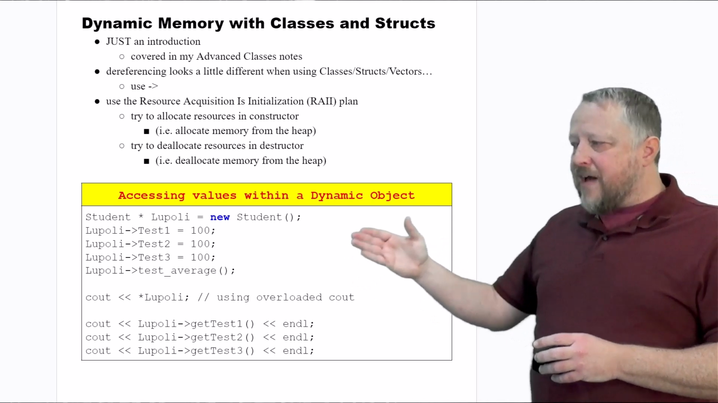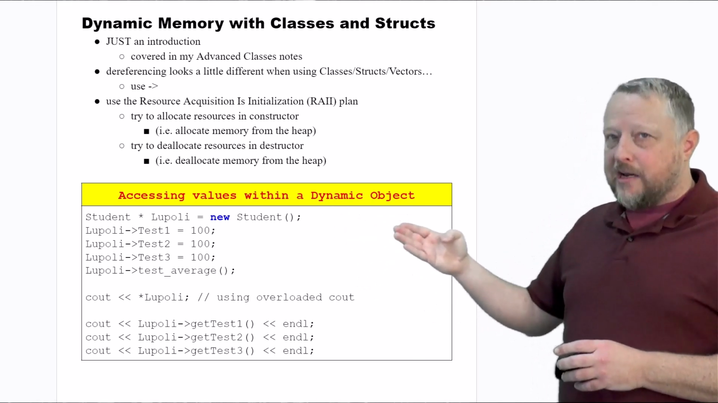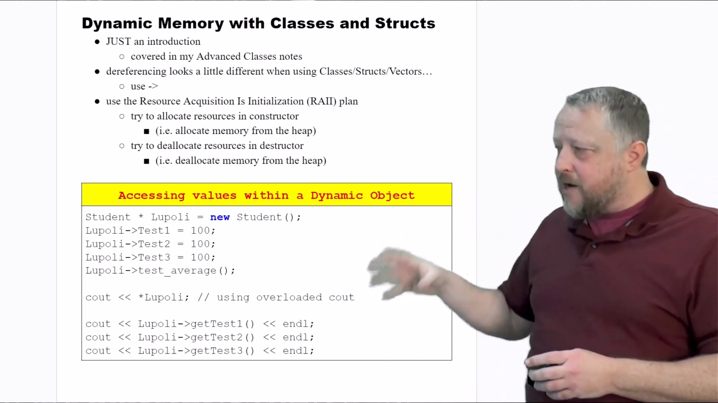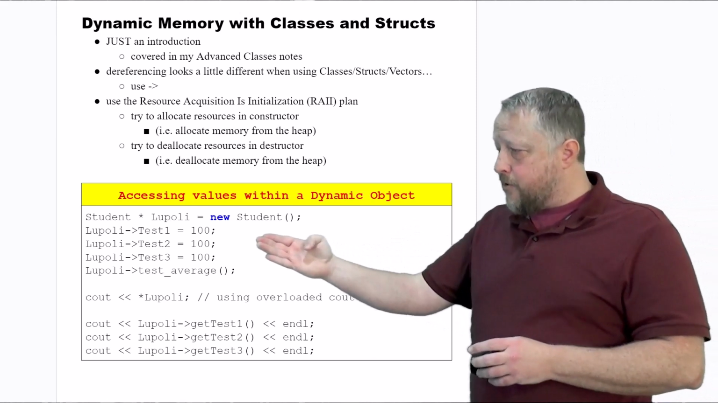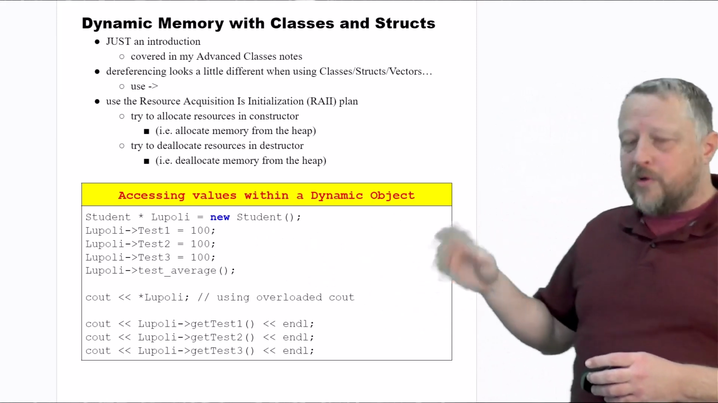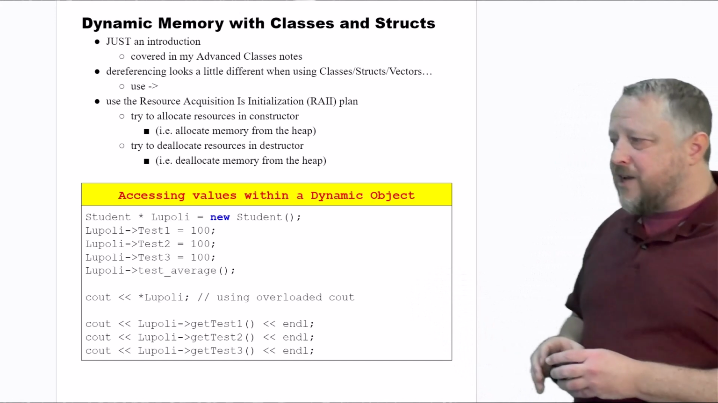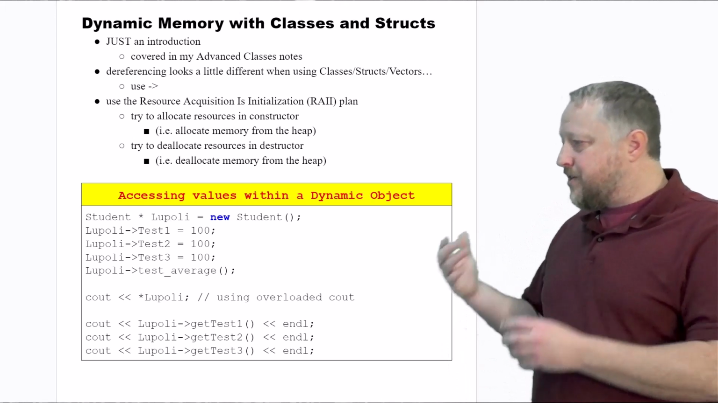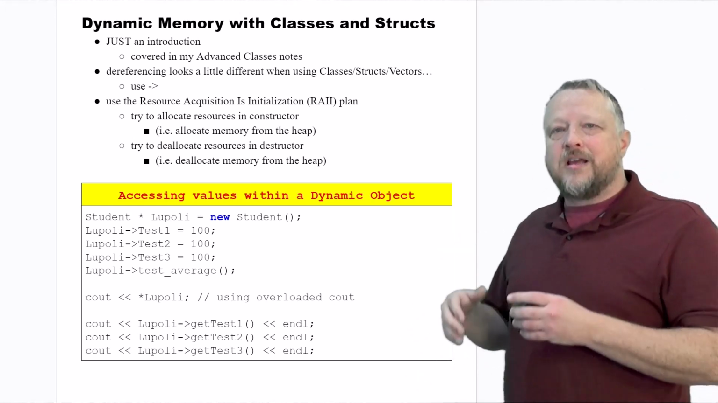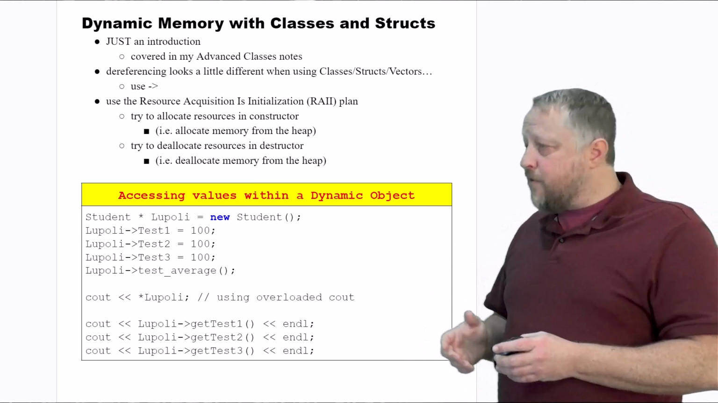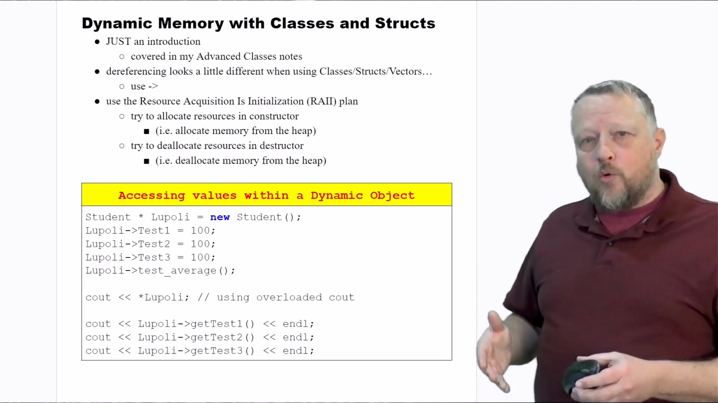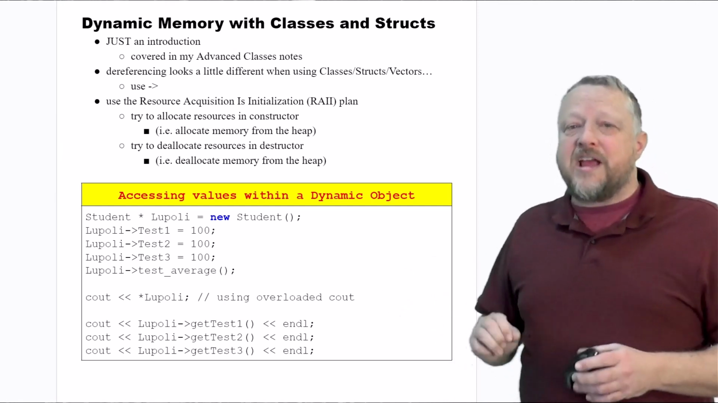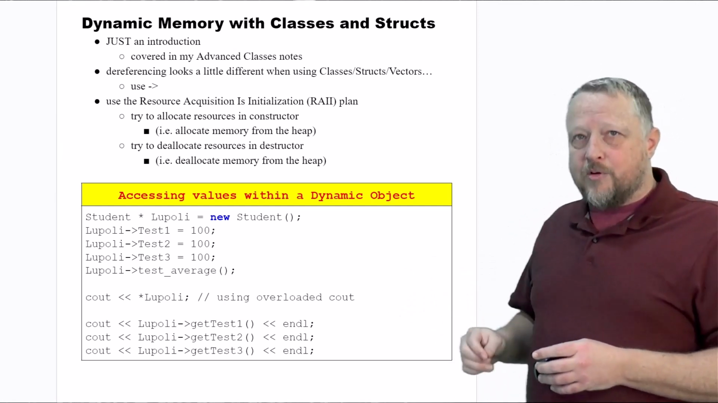When we're accessing values within a dynamic object, so again, we're using that new again. Same idea. This means it's an item that's going to be on the heap, but this is an object. Notice this is a student. It's not integer, float, whatever. We actually end up using the arrow to access the different parts, the data members, the functions within the object. Now, it's not very different than what the dot was that we used before when we used the stack array. Same idea, but the arrow is a dead giveaway that we're using a heap variable.